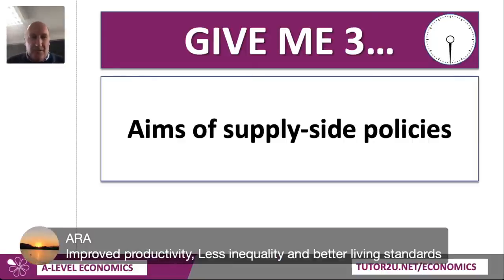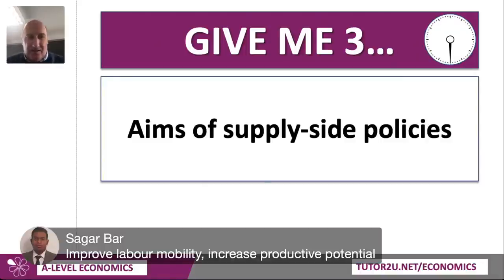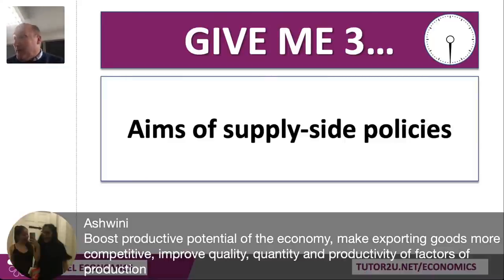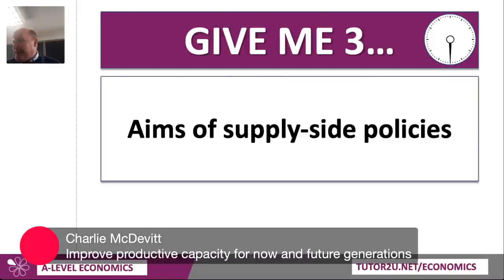Oh, some good answers coming through. Improved productivity, improved labour mobility, increased productive potential. It's important to have some aims in your revision notes because then you can think about the extent to which those aims are achieved. Mia talks about improving competitiveness. Nat Beaton talks about increasing productivity. Charlie McDevitt, good point, improve the quality and quantity of factors of production. It's a great answer. Ellen Revel, increase long run aggregate supply, improve mobility of labour, and increase productivity. Some good answers there, terrific answers.